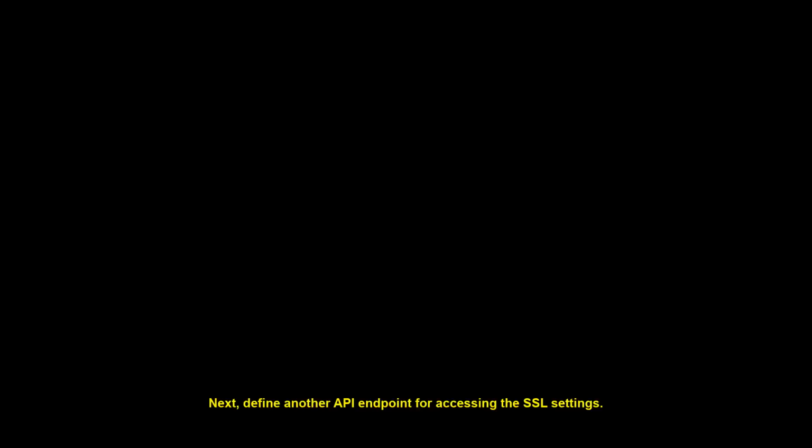Next, define another API endpoint for accessing the SSL settings. Typically, this might look like https://api.cloudflare.com/client/v4/zones/your_zone_id. Repeat the same process of setting up headers and making a GET request for the SSL settings. Store the SSL response separately and ensure to check for successful status codes.